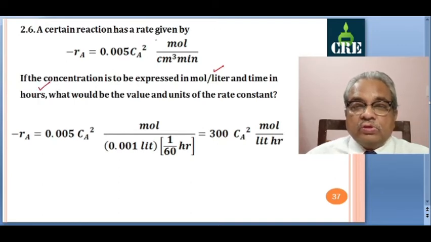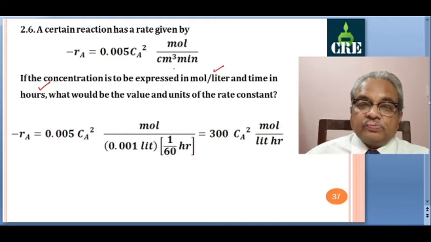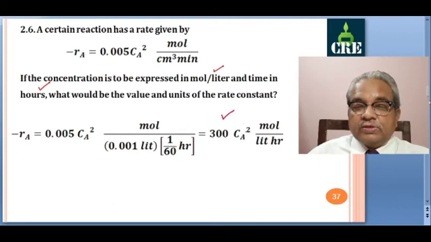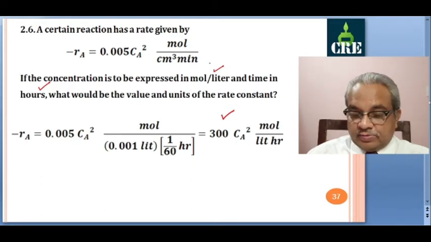So this has nothing to do with reaction engineering. You can say it is a process calculations problem. Just 0.005 Ca square. We want centimeter cube to be converted to liters. So 1 centimeter cube is 0.001 liter. Minutes to be converted to hour. So minute will be 1 by 60 hours. And you solve this, you will get 300 into Ca square. Rate is now expressed in terms of moles per liter per hour instead of moles per centimeter cube per minute.